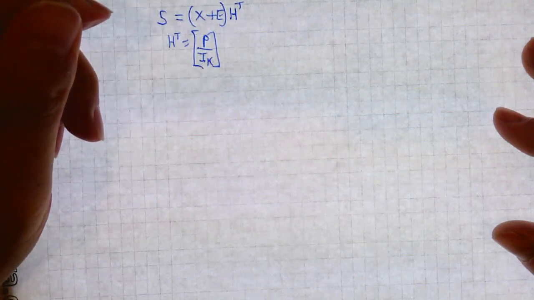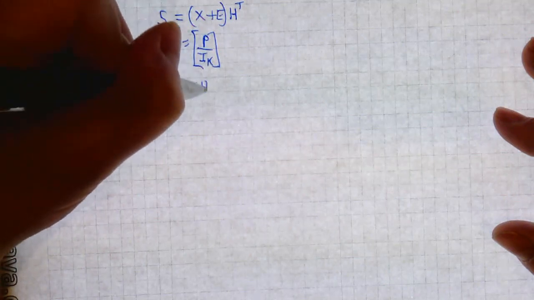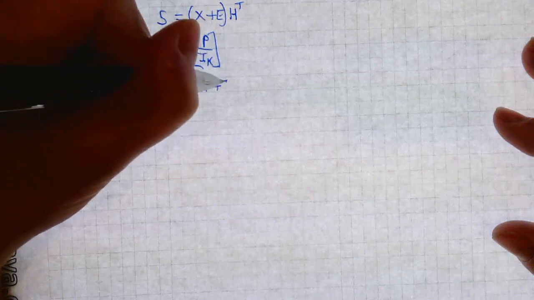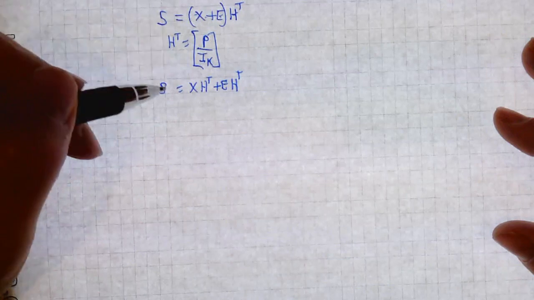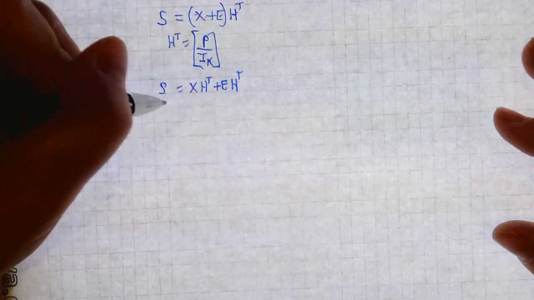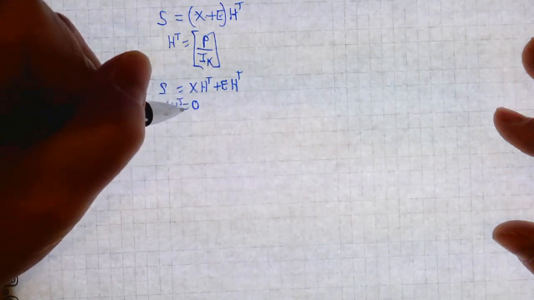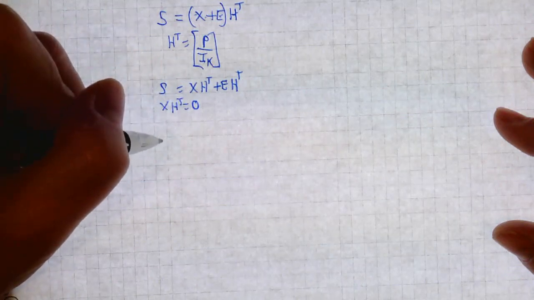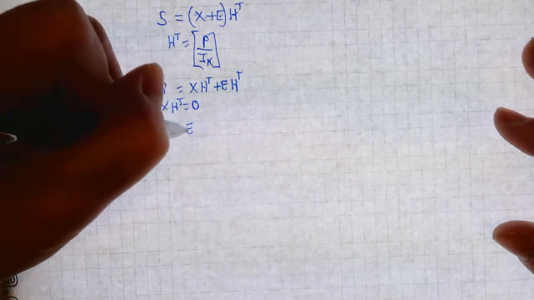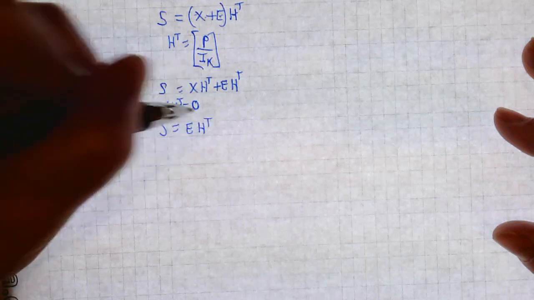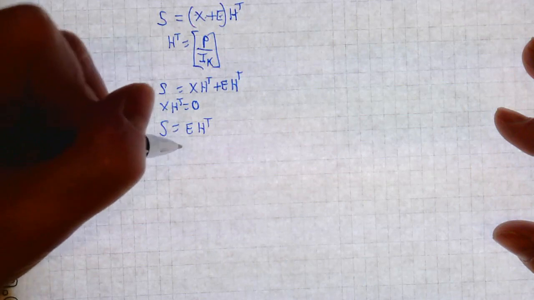So now we look at this and we say, well, I can multiply that matrix out, and I can say that this is X times H transpose plus some error times H transpose, just cross multiplying. And one thing I notice is that X times H transpose should be equal to 0. That gives me a simplification that says that the syndrome must be equal to the error vector times H transpose. Let's take a look at what some potential error vectors will be.